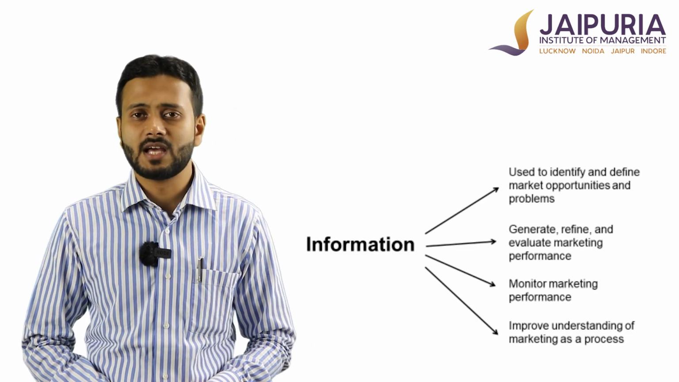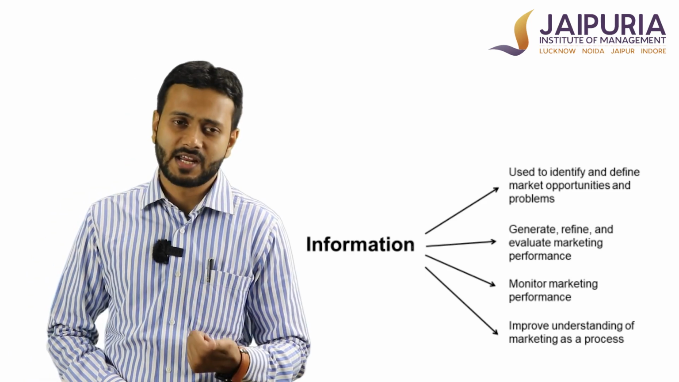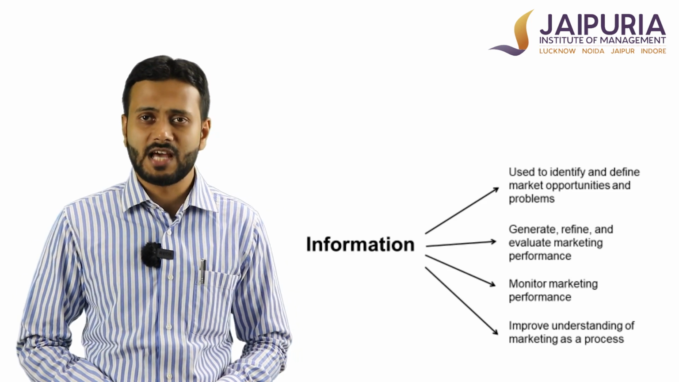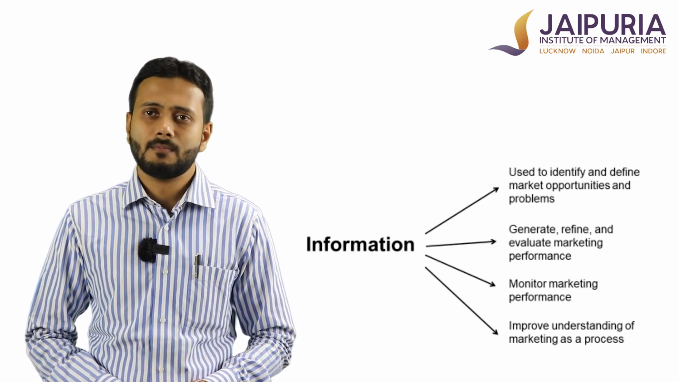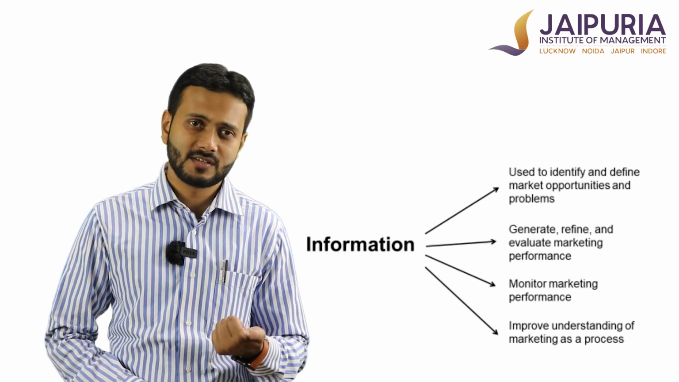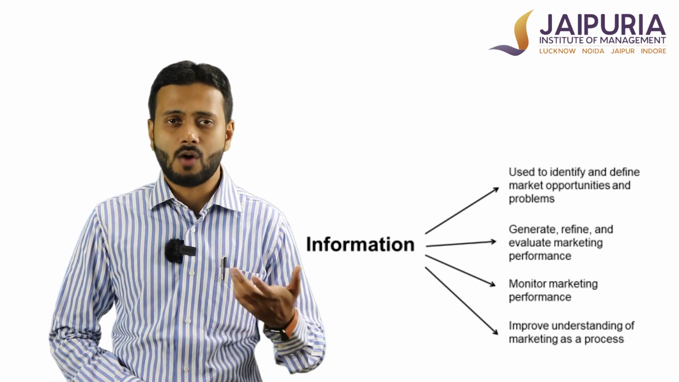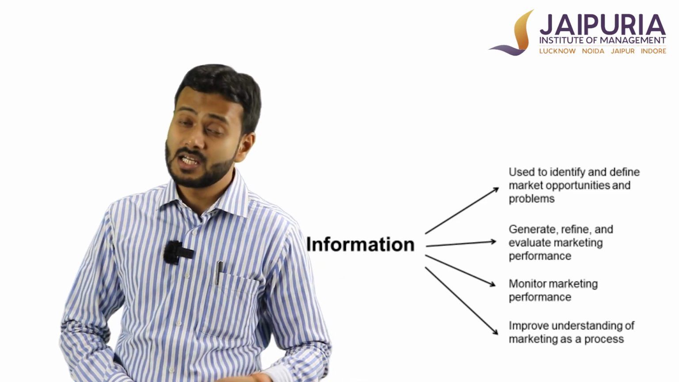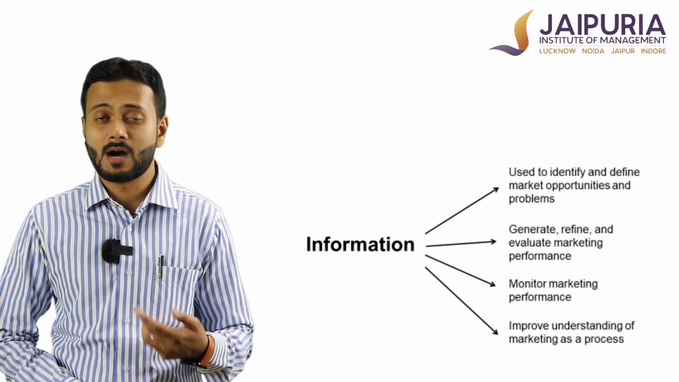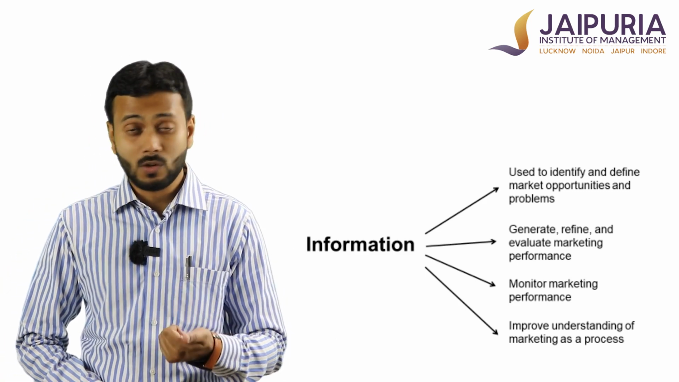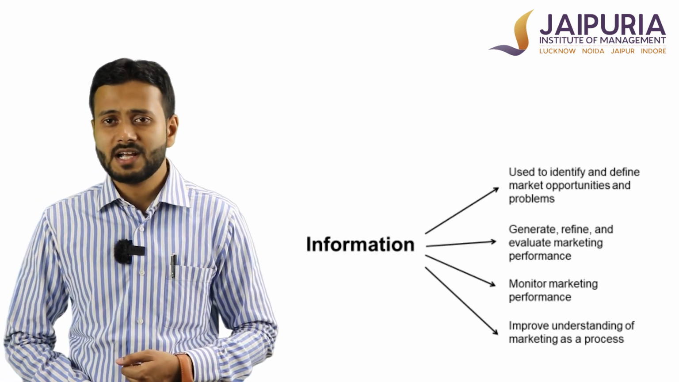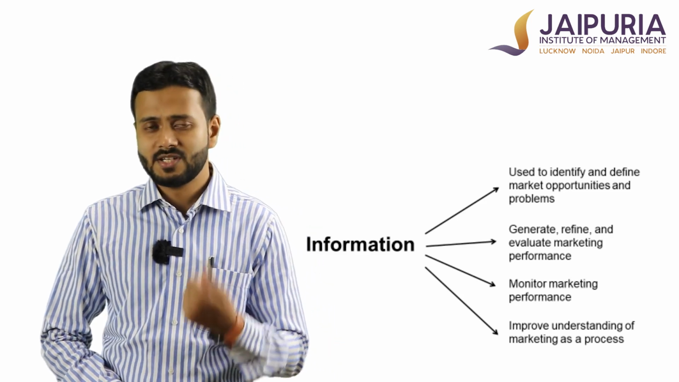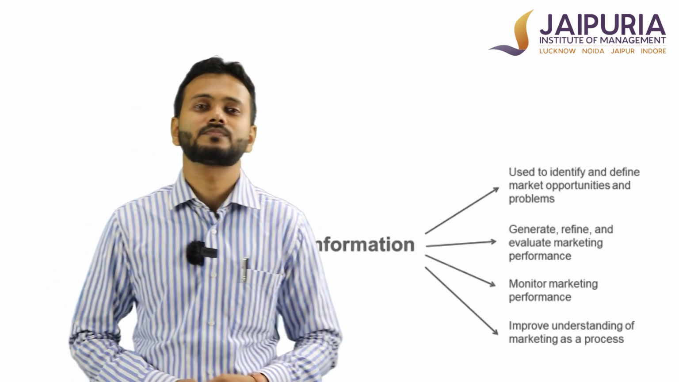Now, information can be clubbed into many types, but here we are catering to the relevant information only, which we can see, for example, information which can be used to identify and define market opportunities, as we have already discussed in the core definition of marketing research. Now, what is the second purpose of information? It can generate, refine, and evaluate marketing performance as well. And monitoring marketing performance is one of the major goals of marketing research as well. Improving understanding of marketing as a process is one of the major things that we can obtain from information.